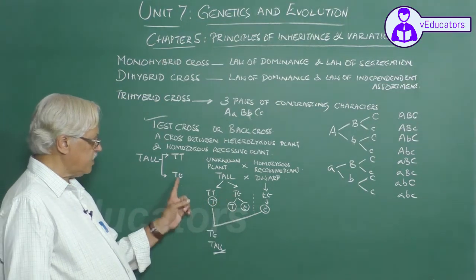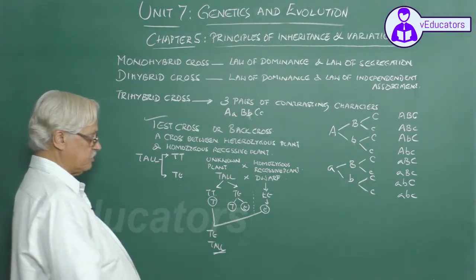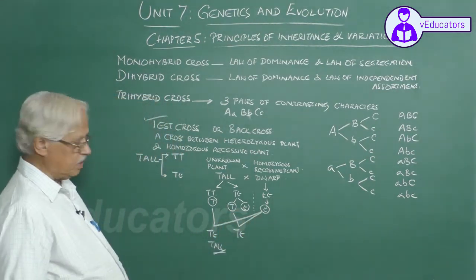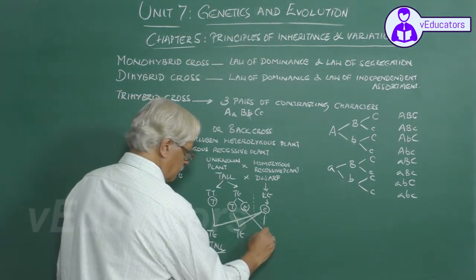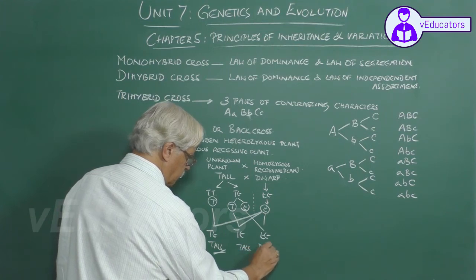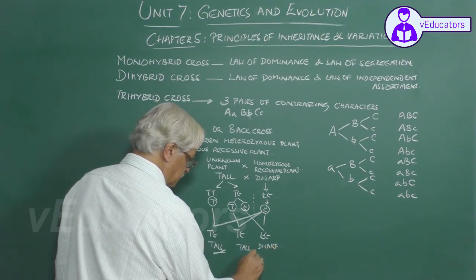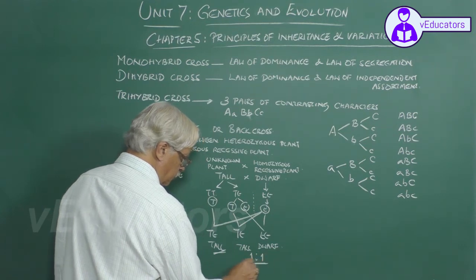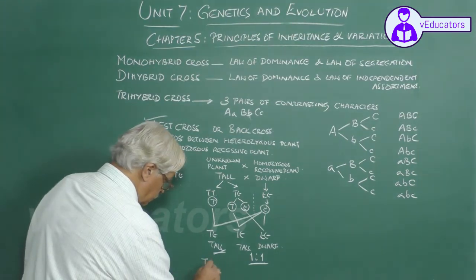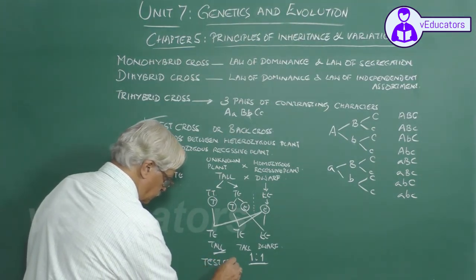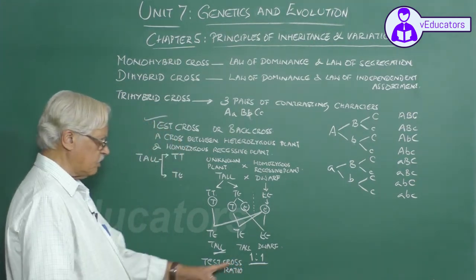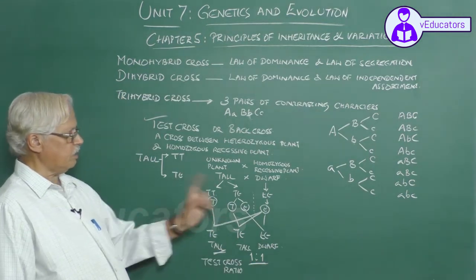On the other hand, if it is a heterozygous plant, see what happens. This and this will give you capital T, small t. This and this will give you small t, small t. So you are getting tall and dwarf plants in the ratio 1:1. So this is known as the test cross ratio, 1:1 for a monohybrid cross.